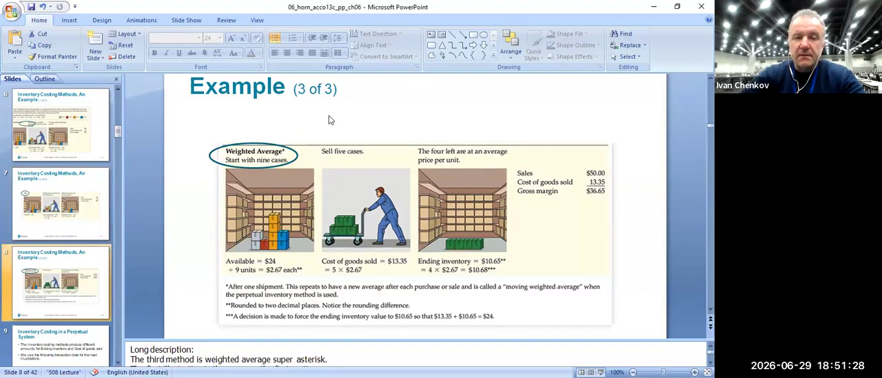The last method is weighted average. We see how much we paid for those 9 boxes. We paid $24. Divided by 9, that gives us the average price per box. When somebody picks up 5 boxes, it doesn't matter which boxes they pick, because the average price is assigned to all those boxes. The same average cost will apply to the ending inventory.